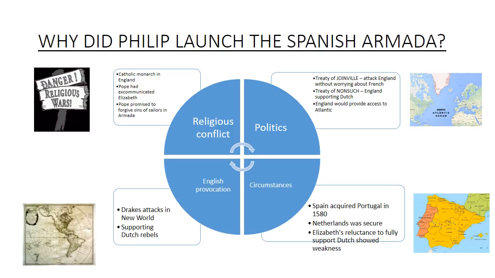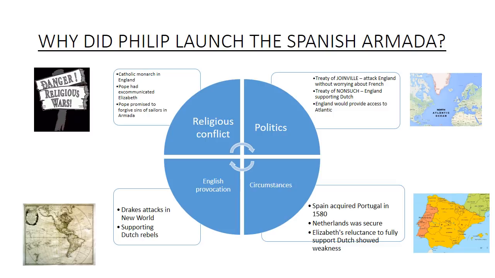So again, this is going to be fairly straightforward. Why did Philip launch a Spanish armada? Well, reason number one was religious reasons. They wanted to have a Catholic monarch in England. They were encouraged by the Pope, who'd excommunicated Elizabeth, and he also promised to absolve the sins of any sailors in the armada. So obviously if you kill people, that's fine, you can still go to heaven. So nice and cheery and religious there.